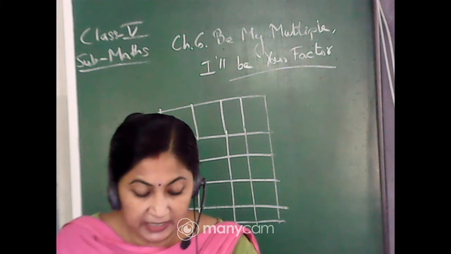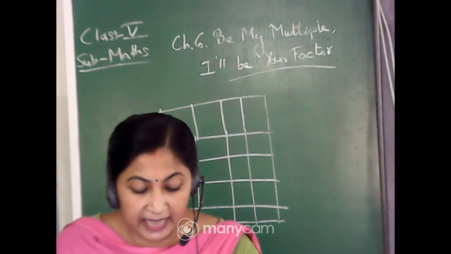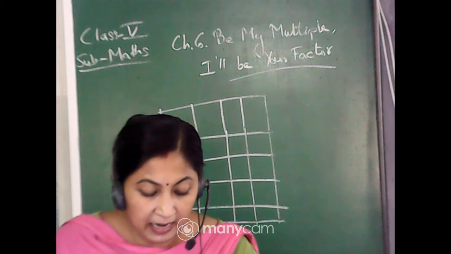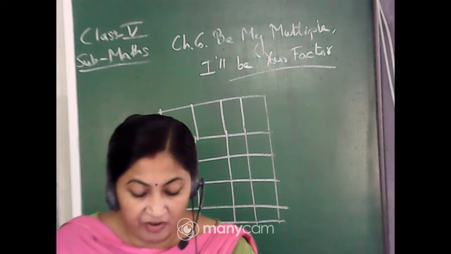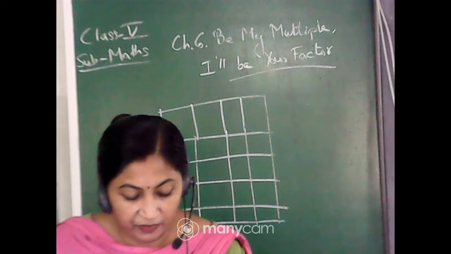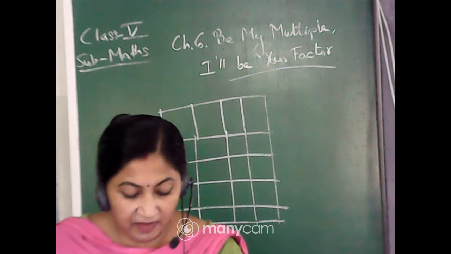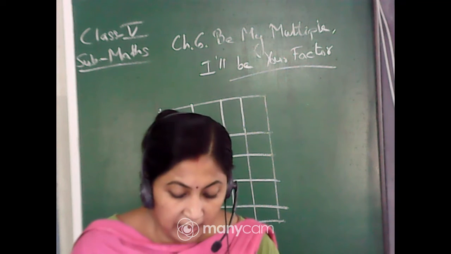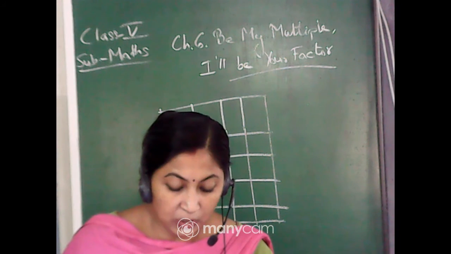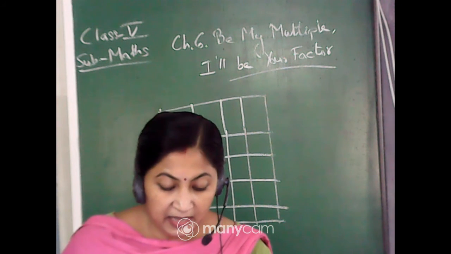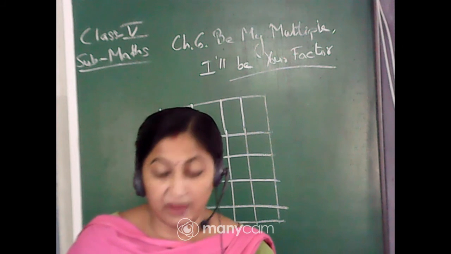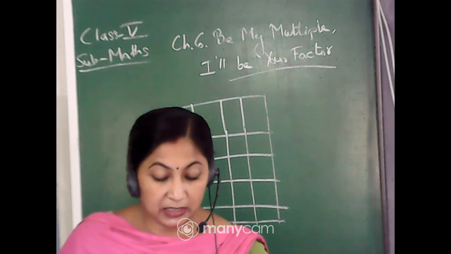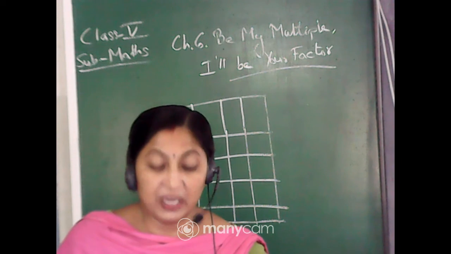Now come to the next question. In how many ways can you color a rectangle of 20 boxes? Color them all in the grid and write the length and width of each rectangle you have colored. So here it is asked that you color the rectangle of 20 boxes and then write the length and width of each rectangle you have colored. That means however many rectangles you have made, you just write the length and width of each of them.